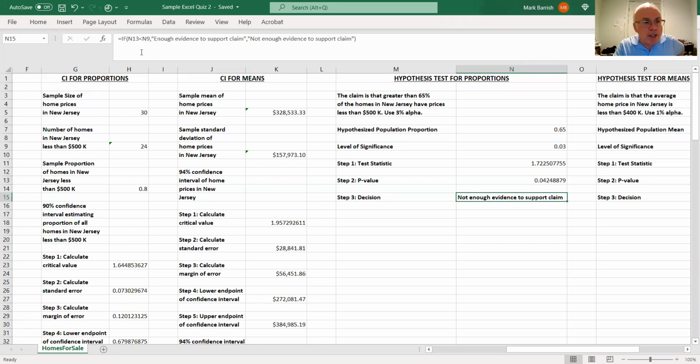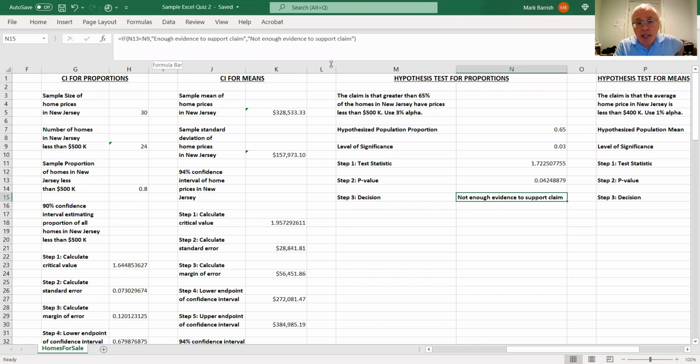So what this is basically telling us to do here is, if N13, which is the p-value, is less than N9, which is what? The level of significance, I want to print out this statement here, enough evidence to support the claim. Okay? Otherwise, that's what the comma means here. Otherwise, I want it to print out not enough evidence to support claim.